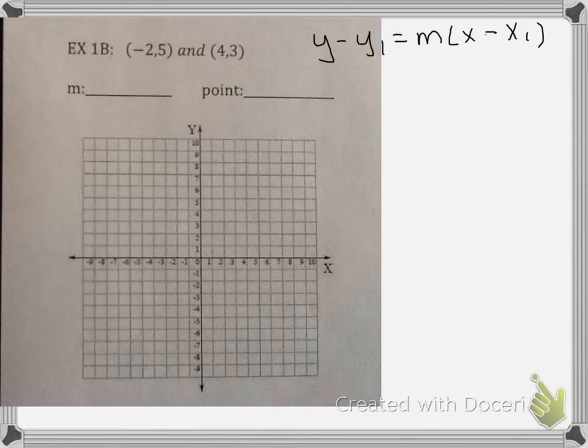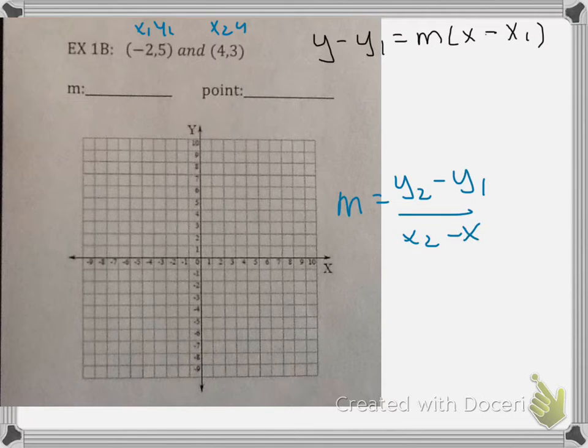And hopefully you're thinking the same line I am. This is x1, y1. This is x2, y2. So we're going to use the slope formula, which is y2 minus y1 over x2 minus x1. Alright, so we're just going to plug this in. We're just going to find the slope.